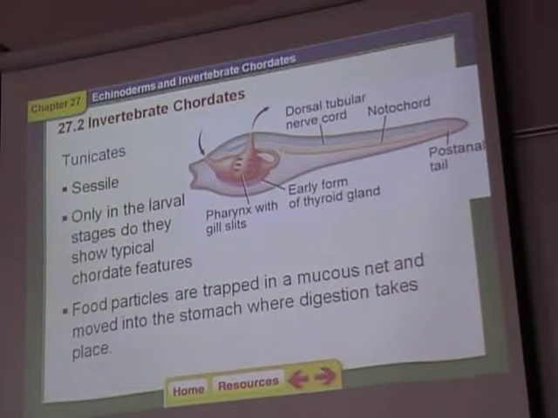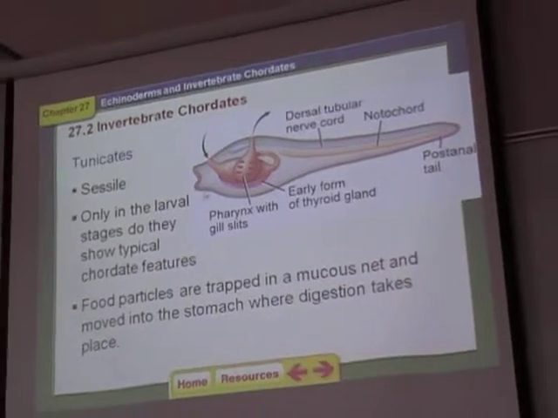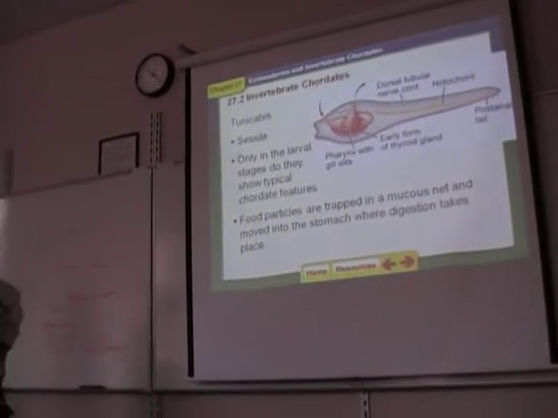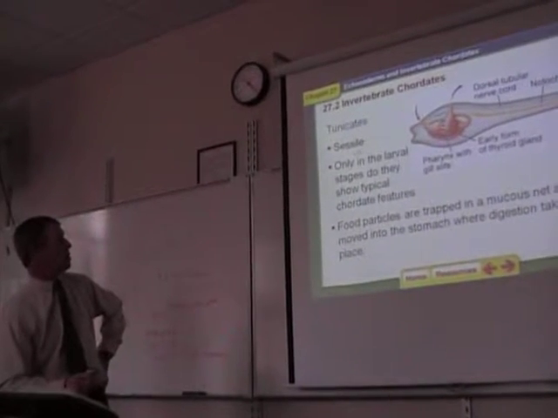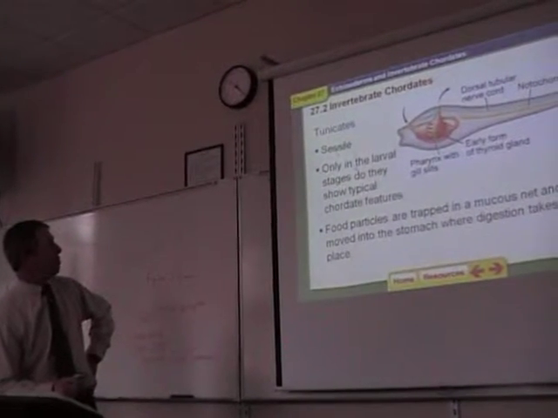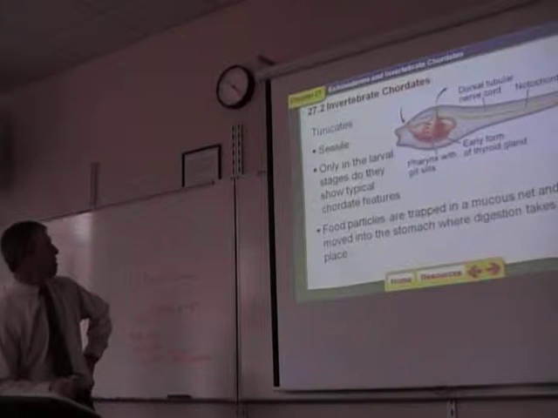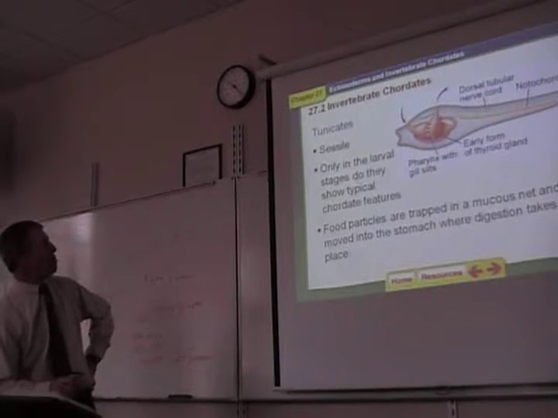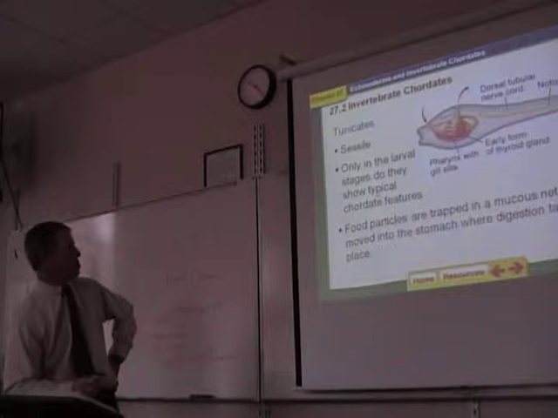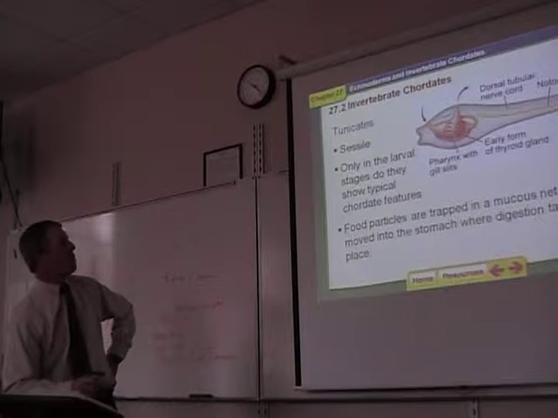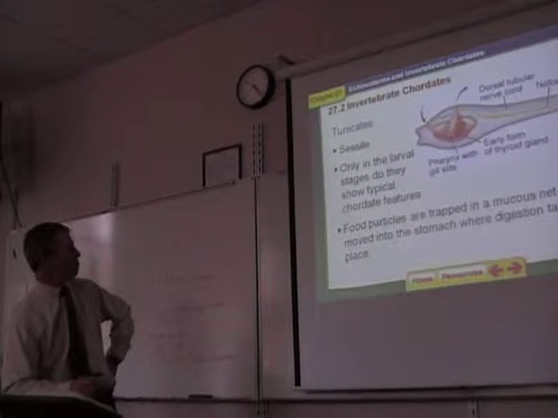So let's talk about the tunicates. Tunicates are sessile as adults, which means they can't move. They only show the chordate features in the larval stages. All the other chordate features disappear except for the gill slits.